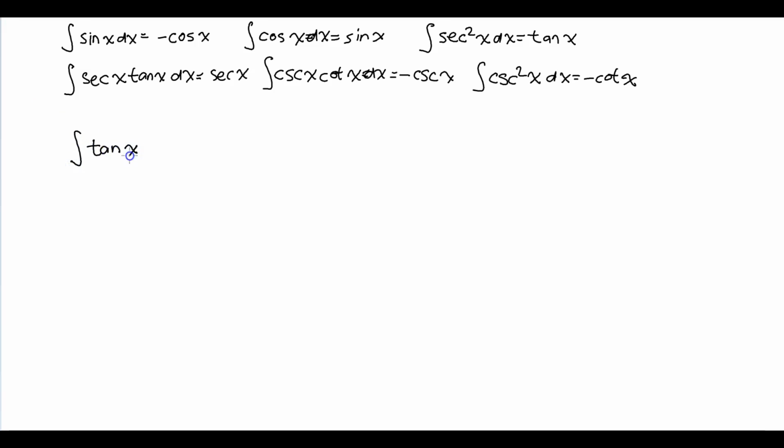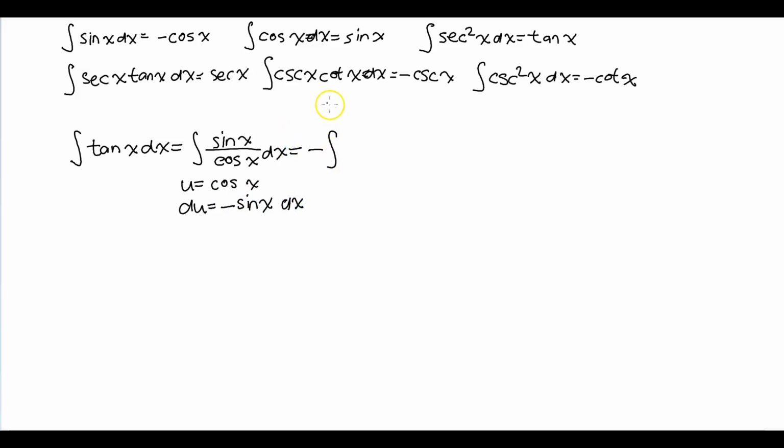of stuff like tangent of x dx. Let's do that right now. Tangent of x can be written as sine of x over cosine of x dx. Now, we can let u equal cosine of x. That means if u equals cosine of x, then du equals negative sine of x dx. So we need to introduce a negative sign.